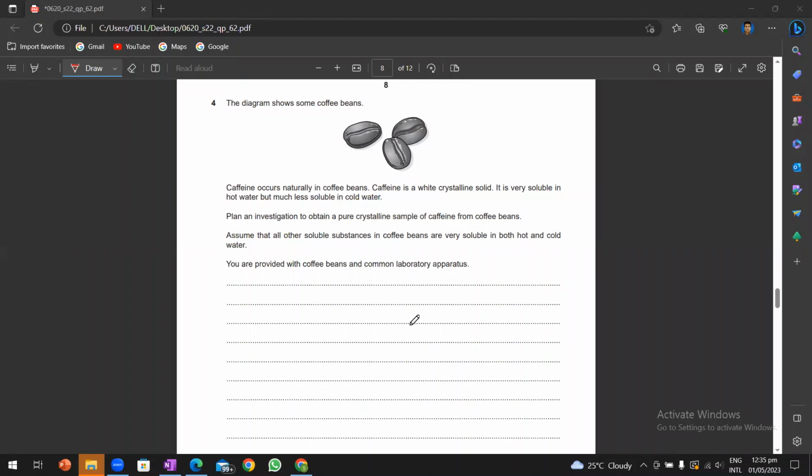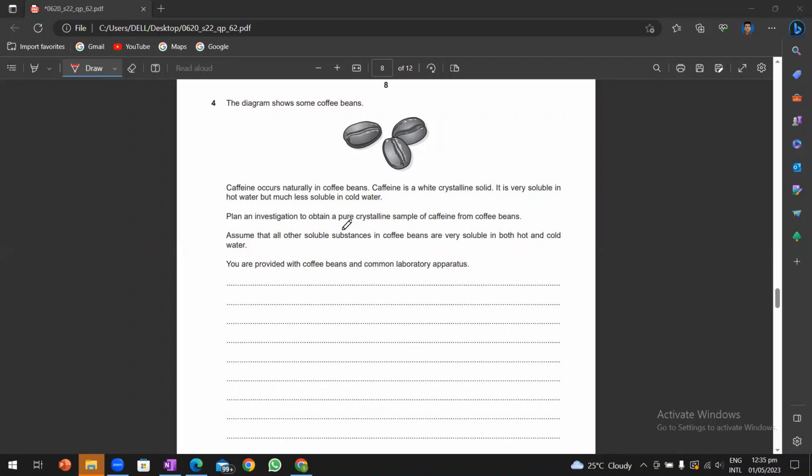The question is that the diagram shows some coffee beans. Caffeine occurs naturally in coffee beans. Caffeine is a white crystalline solid. It is very soluble in hot water, but less soluble in cold water. Plan an investigation to obtain a pure crystalline sample of caffeine from coffee beans.